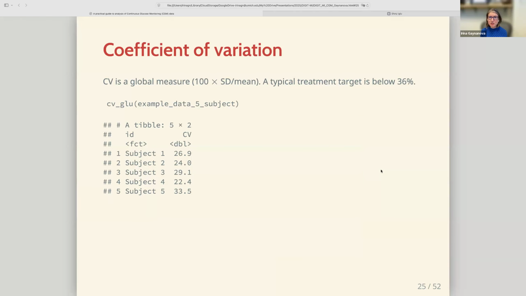All right, the next metric is a coefficient of variation. It's basically a global measure of glycemic variability. It's not the only one, but it is a consensus one. And typically it's evaluated whether it's above 36% or below. Above is considered bad, below is considered good. So from this perspective, all 5 subjects here meet the treatment target of being below 36.